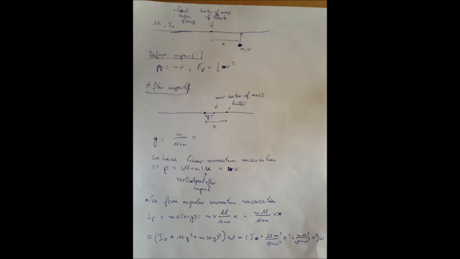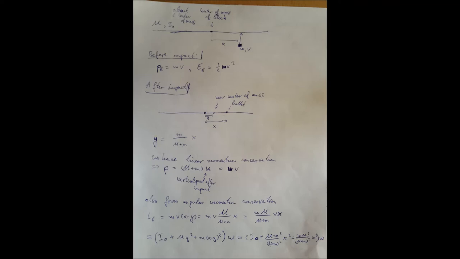Okay, we assume that the bullet has mass little m, and it's traveling with speed v. It hits the block a distance x from the center of mass of the block, and the block has mass big M and moment of inertia I naught around its center of mass. Before the impact, pb is the momentum of the bullet, it's just mv, and the kinetic energy of the bullet, eb, is just a half mv squared, as we all know.